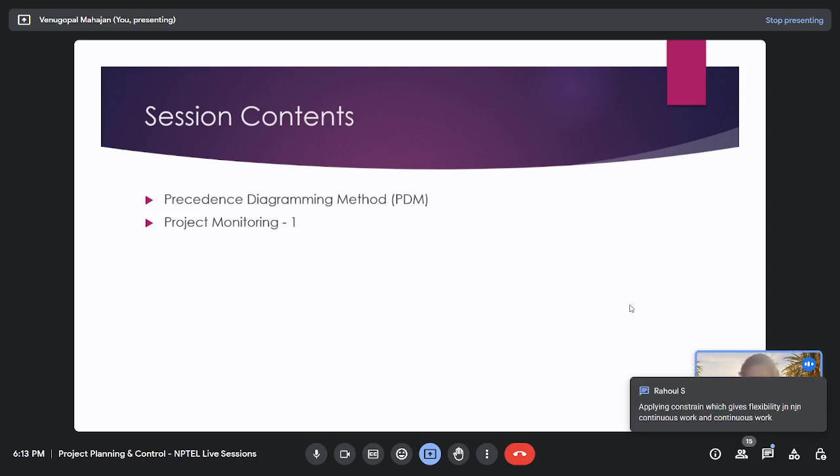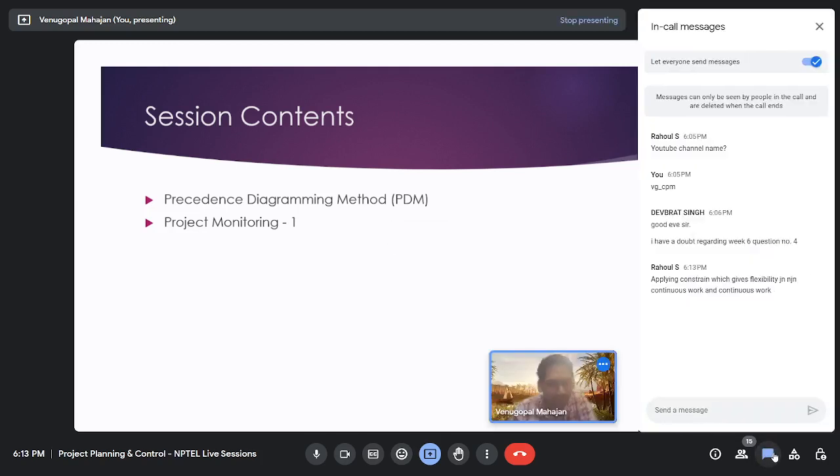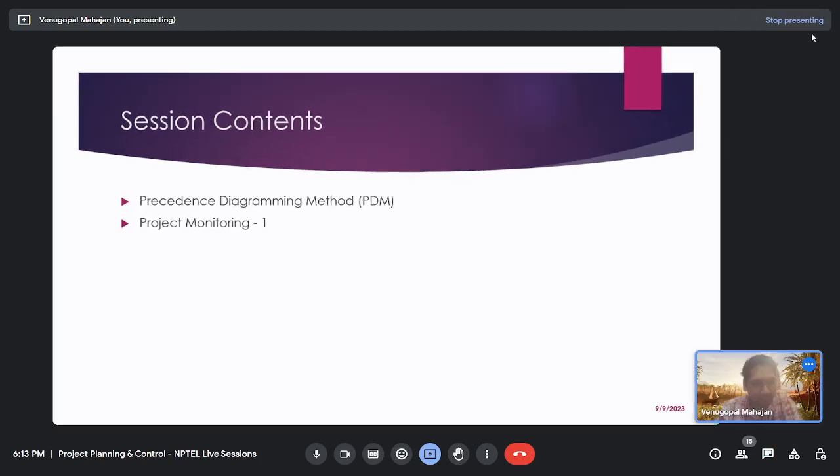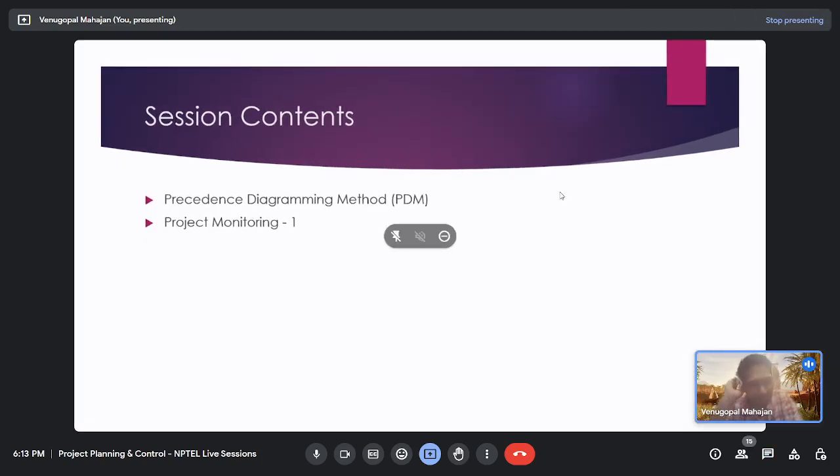At IBM, it was developed. Okay, I have got one response: applying constraints which give flexibility in non-continuous work and continuous work. What do you mean by continuous work and non-continuous work? You can just turn on your mics.